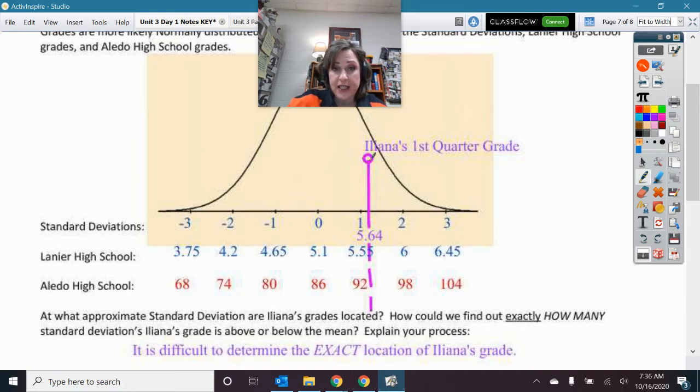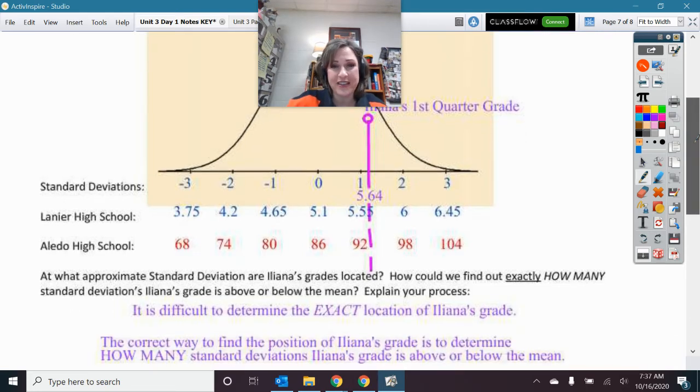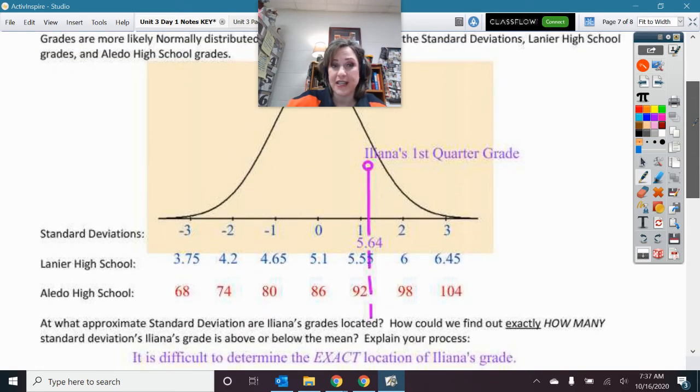So here is where Ileana's grade is located, 5.64. So it's a little more than 1 standard deviation above the mean. So the question is, what does that equate to at Aledo High School? And I can tell you it's not 95. If you're one of the GPA grabbers, you don't want to give her a 95 because she actually will come out less than that. So you want her to have the 90 whatever, which isn't the 95.